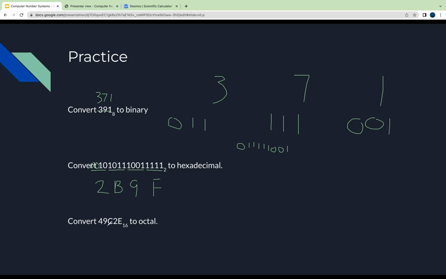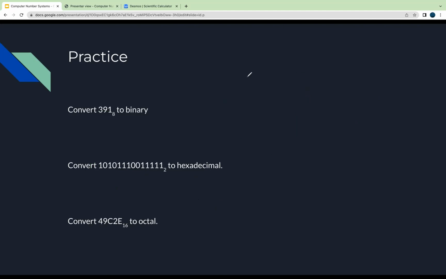And okay, here's a little bit of a tricky variation. So how you do this is first, well, actually, let me clear everything so I have more space. So I'm going to write this up here. 4, 9, C, 2, E.